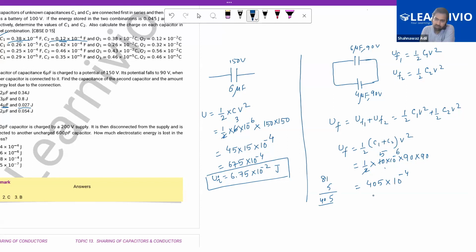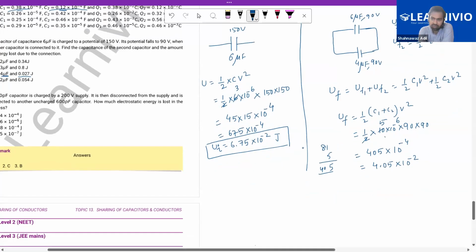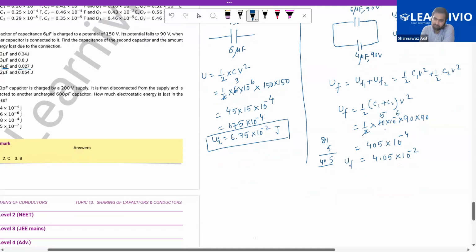So this one would be how much? So if I write it in terms of, yeah, so this is 4.05 into 10 to the power minus 2. Right. This is the final energy.